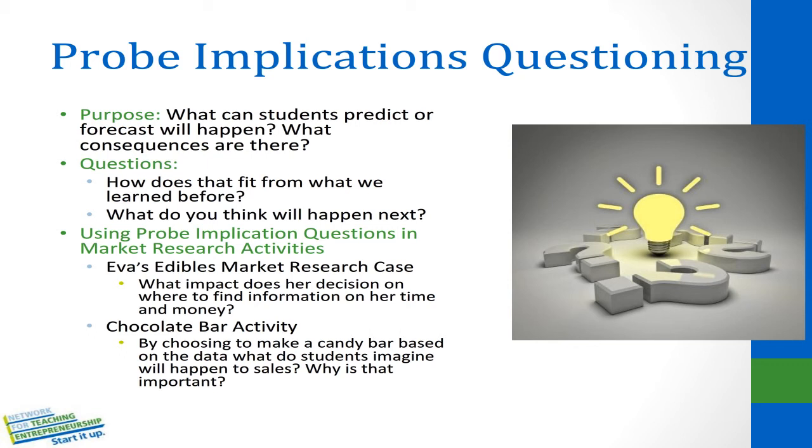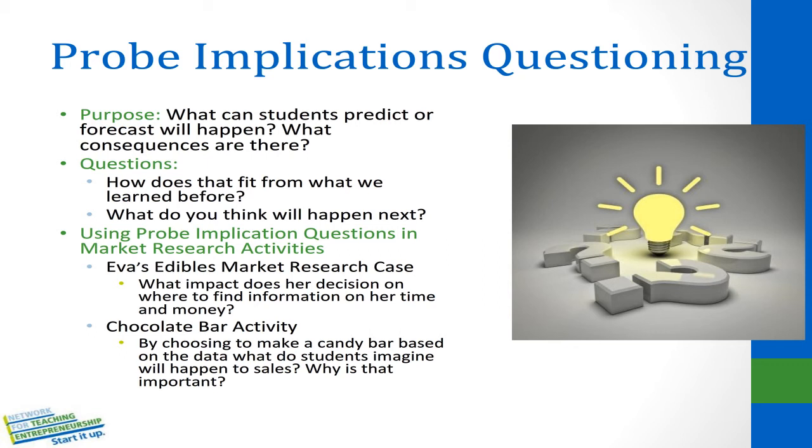In Ava's Edibles market research case, students are deciding whether they should have Ava do primary or secondary research to find out information. In many cases, this can be either primary or secondary, but they have to find the best option. In order to find the best option, they need to consider how that will impact her time and her money for her business.